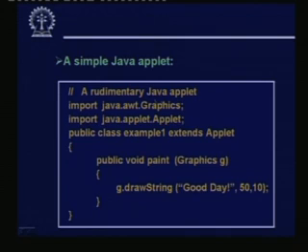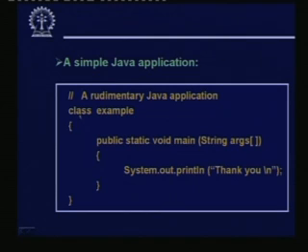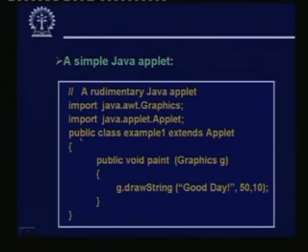Now, a simple Java applet will look like this. We shall see these details later, how to convert an application into an applet, in our next lecture. At the beginning, there are some special libraries to be included, so as to have applet. And if you compare this with the previous example, there we had a class example and we had a main method. Here we also have a class whose name we have given as example1.